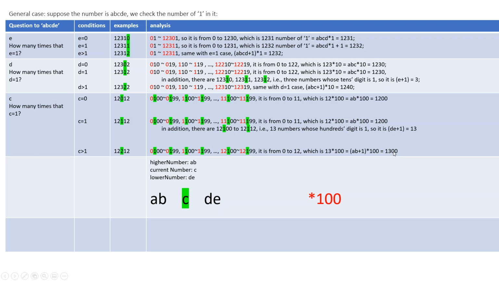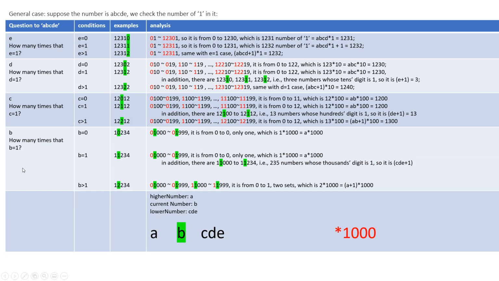1,300 now. So we look at the B case, which means the thousand position here, B. So the question is the same. How many times is B equal to 1? How many times means the number of numbers which is equal to or less than the input number n. So in addition, it's three conditions. Same way, B is 0, B is 1, and B larger than 1.